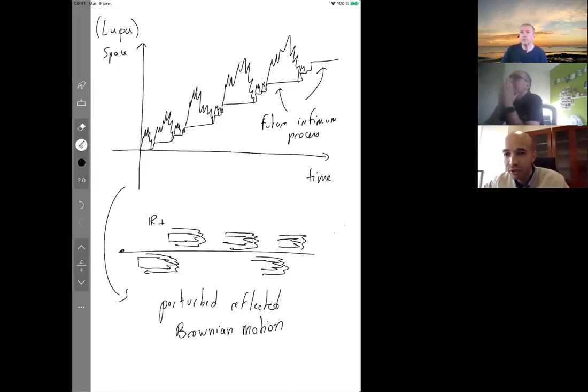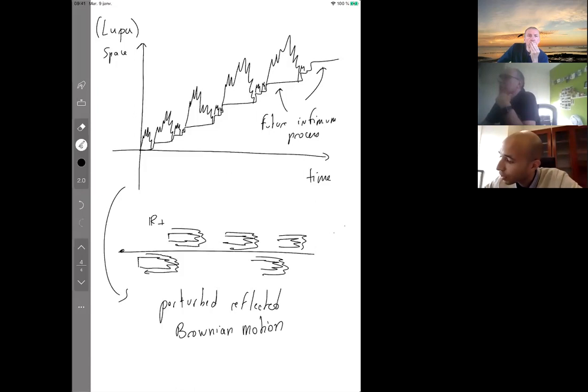So is it clear? The link between the loop soup and this process is that I'm just concatenating the loops in increasing order of the minimum. Okay, sorry, I'm not sure I understand the future infimum process here.